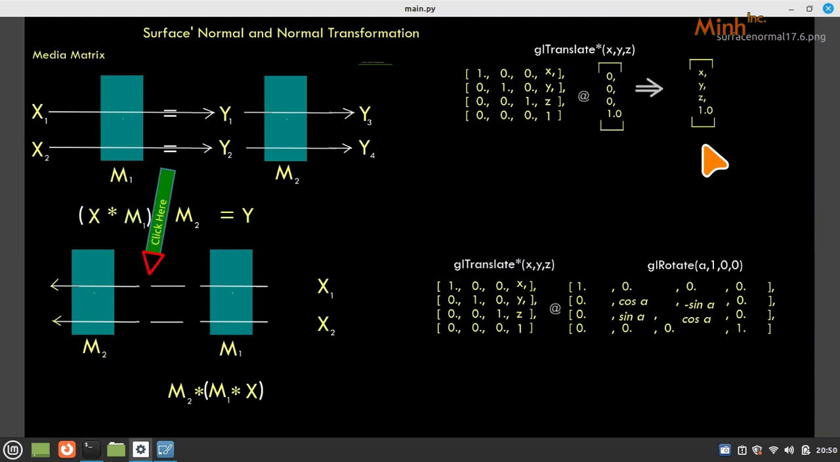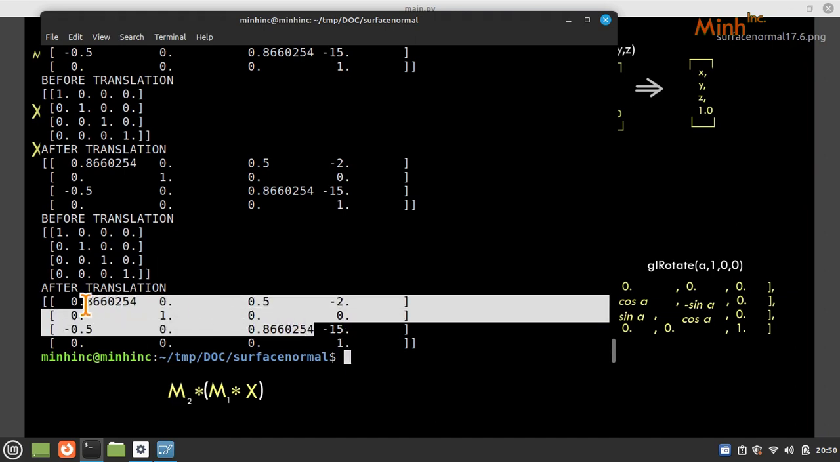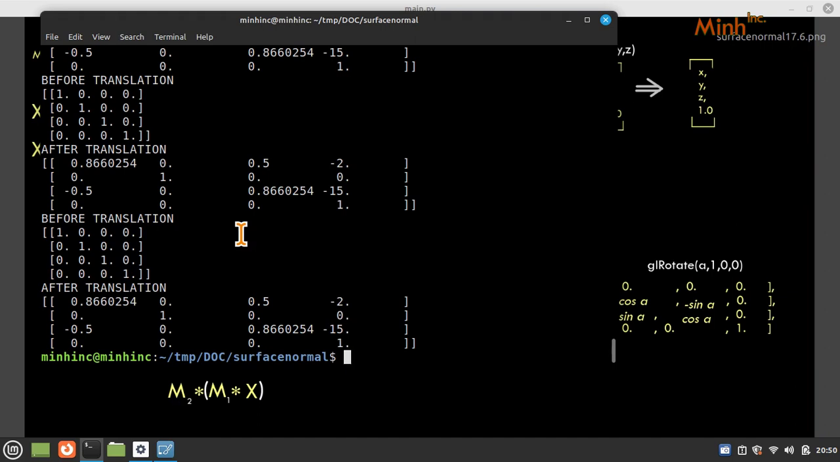So we can see what it printed. Before translation it was the identity matrix. After translation, this is -2 in x, -15, that is z, and these are angular. Okay, the rotation it made. So this is how it made. We can see translation and rotation both inside the matrix.